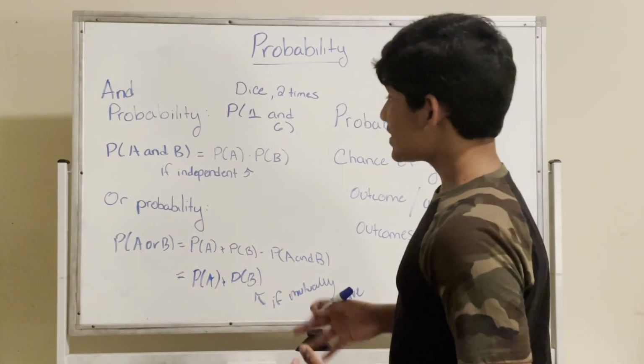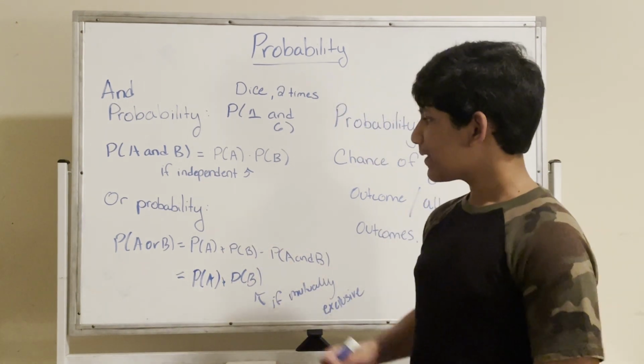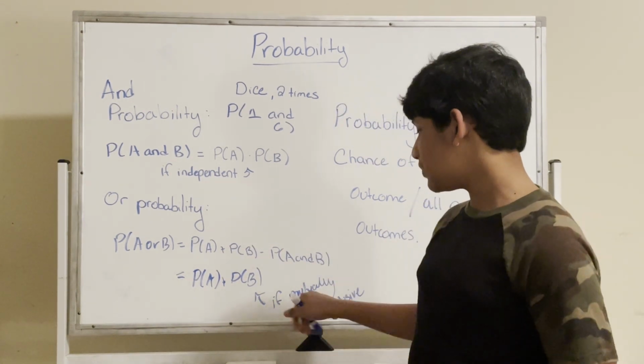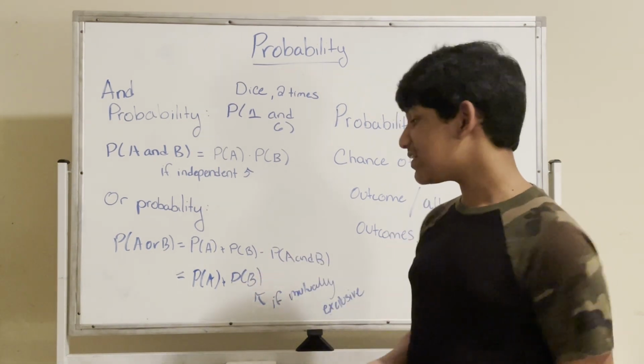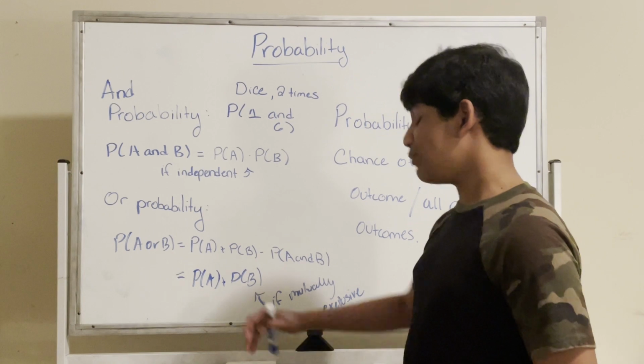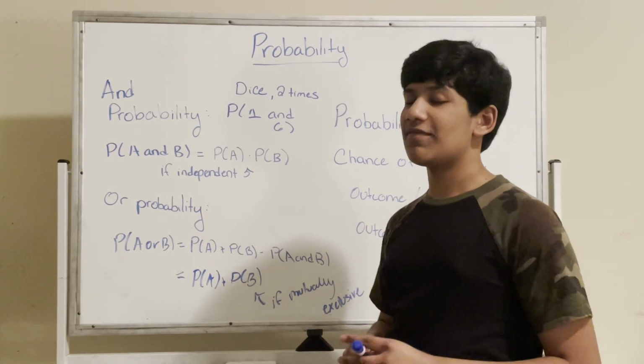Well, let's first identify if it satisfies the independent event condition. Notice that in OR probability, if it doesn't satisfy mutually exclusive, we can use the former equation. But if it does satisfy that it's mutually exclusive, then we can use the latter. However, in AND probability, we can only use this equation if it's independent.